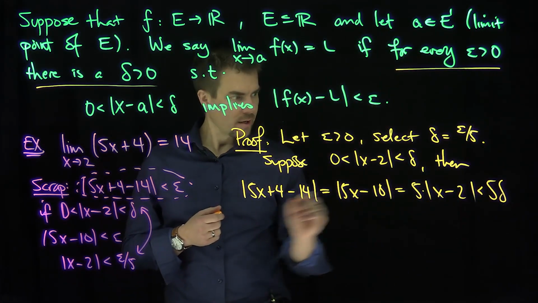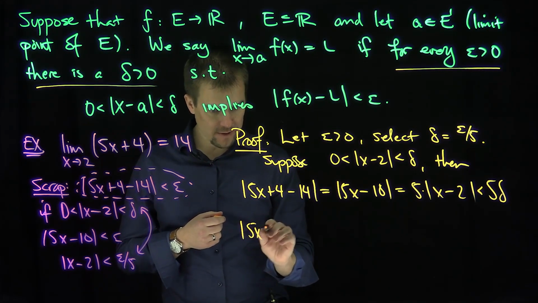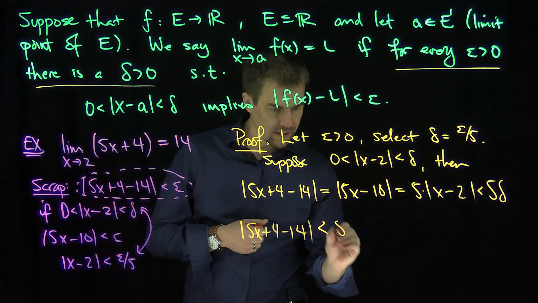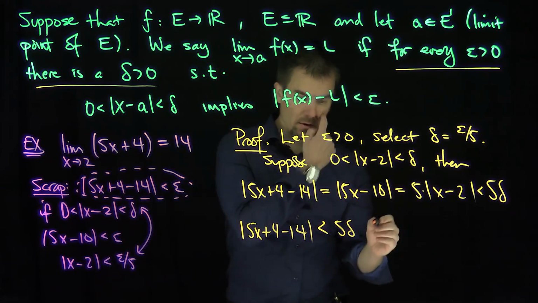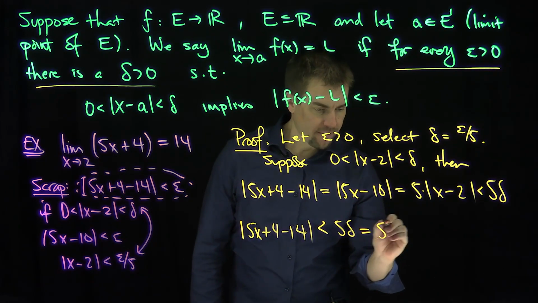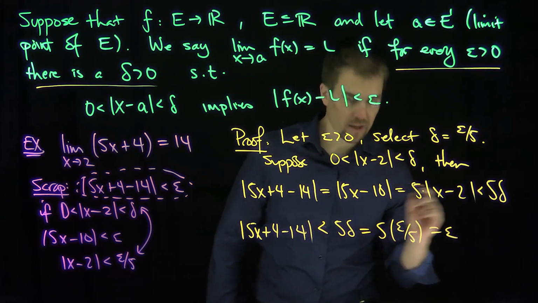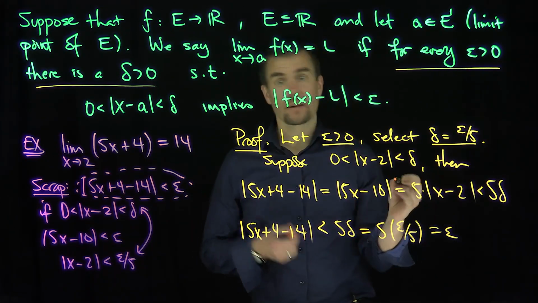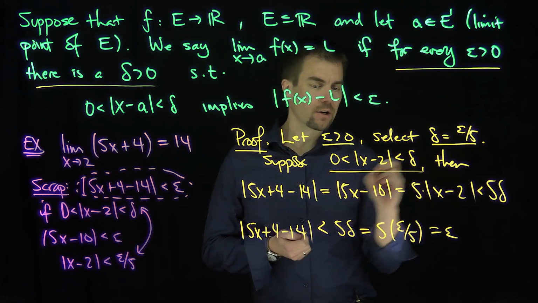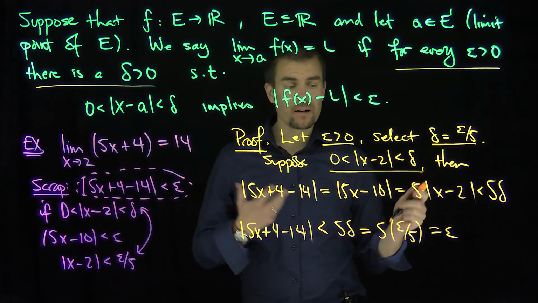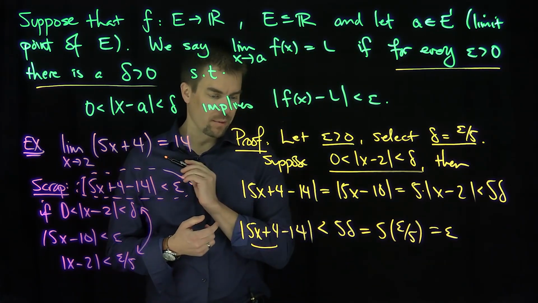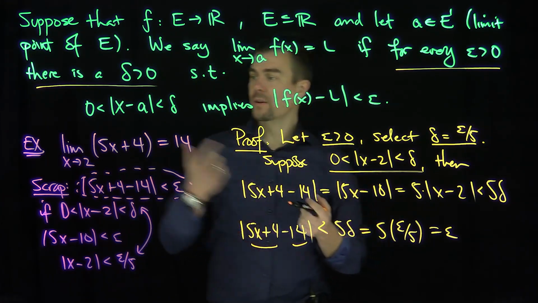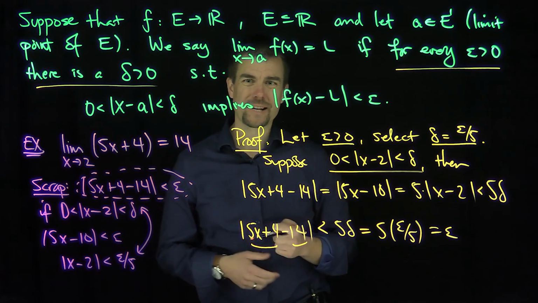So the conclusion is that |5x plus 4 minus 14|, that's our function minus our limit, is strictly less than 5 delta, but we know that delta is epsilon over 5, so this is exactly 5 times epsilon over 5, which is exactly epsilon. So what we've shown is that for an arbitrary epsilon greater than 0, we can find a delta, namely epsilon over 5, such that if 0 is less than |x minus 2| less than delta, then our function 5x plus 4 minus the limit of 14 is less than epsilon. And that, according to the definition, shows that the limit as x goes to 2 of 5x plus 4 is equal to 14. Thank you very much.